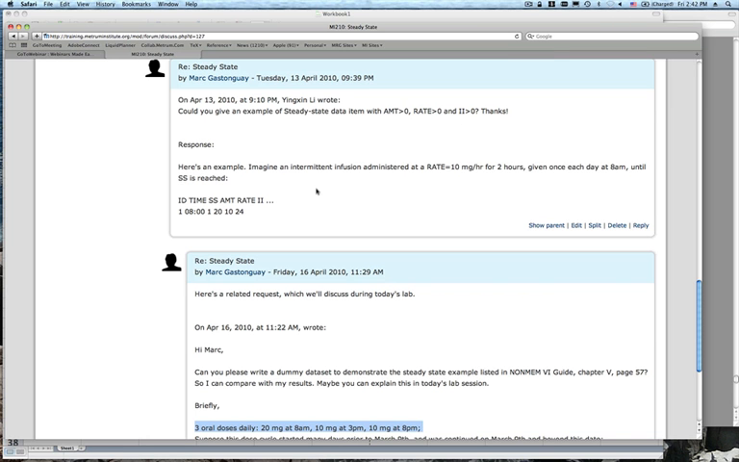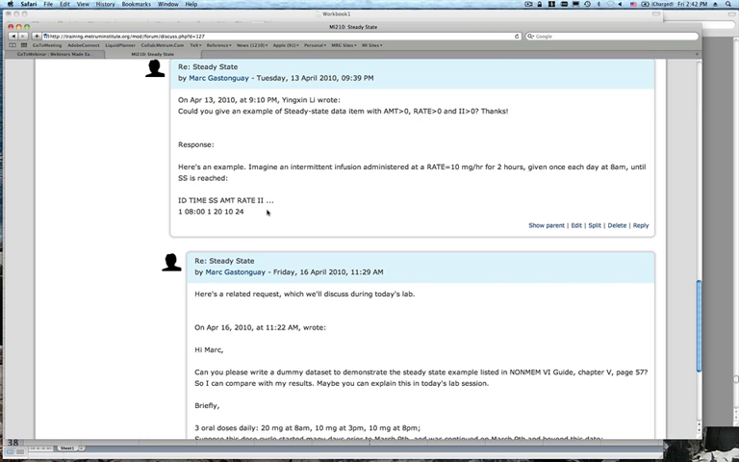Well, yes, you could. Let's say it's an intermittent infusion, 10 milligrams per hour every 2 hours, given each day at 8 a.m. until steady state's reached. So in that case, you'd have an 8 a.m. regimen. It's steady state. They're already up to steady state. The dose has been a total dose of 20 at a rate of 10. So it's a 2-hour infusion given once a day. Okay, so that's an example where they're all positive.